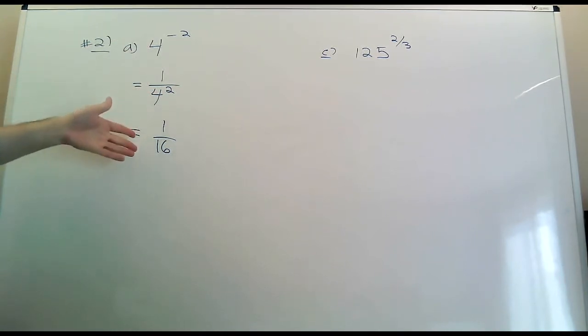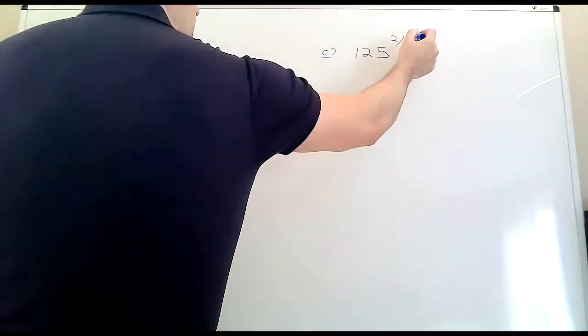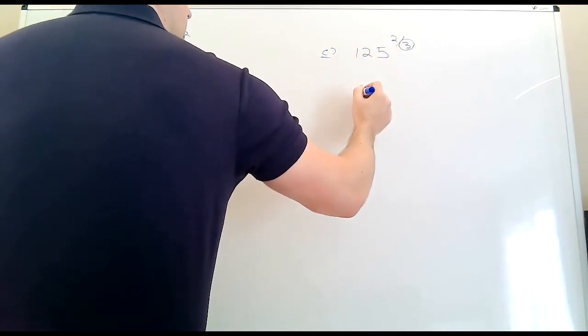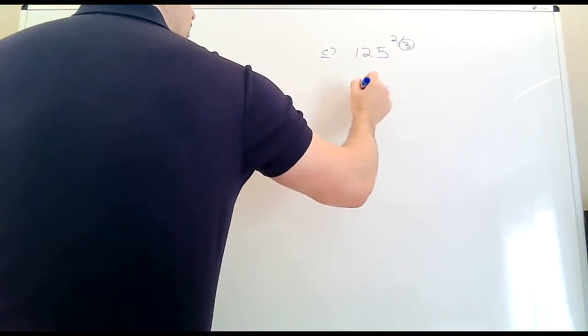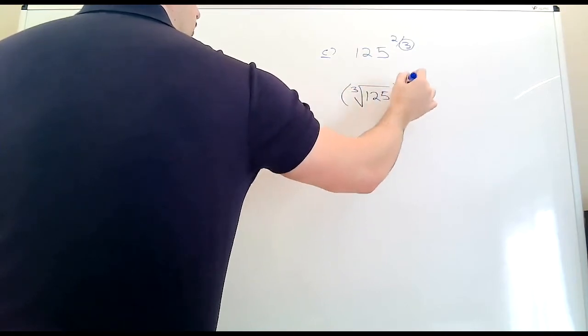Do the power. I mean, this is about as straightforward as it gets. I don't know what else to say there. Now here, remember, the bottom number is the root. 3 means that it's a cube root. So you need to do the cube root of 125 first.